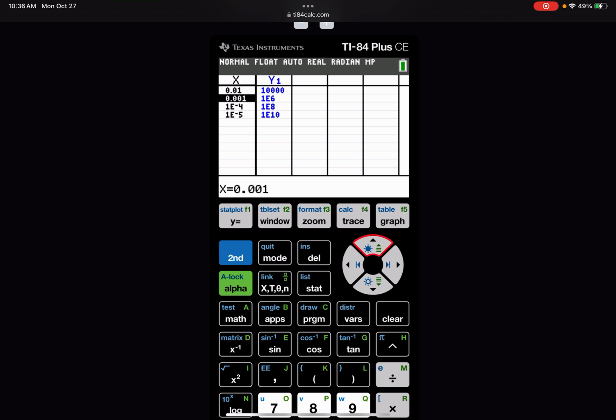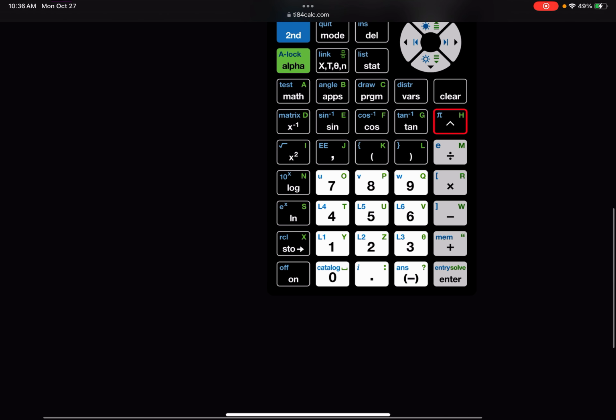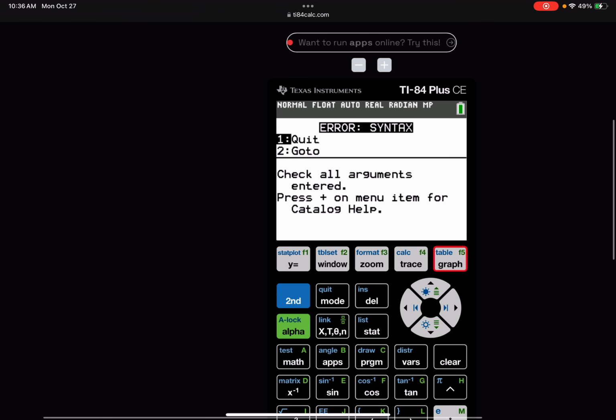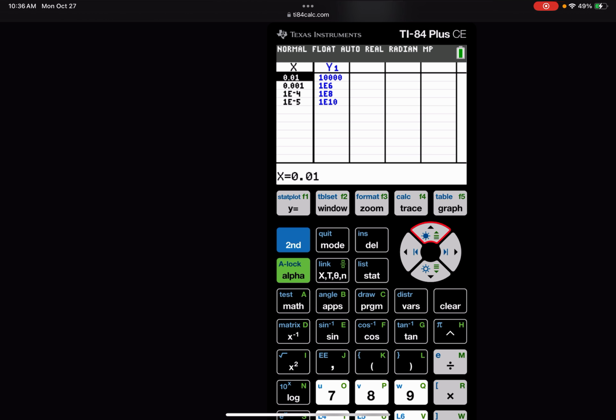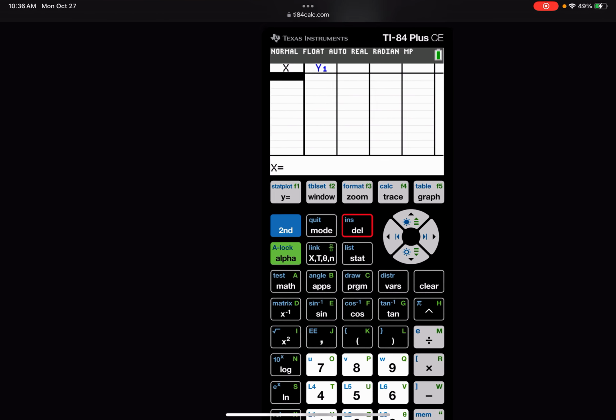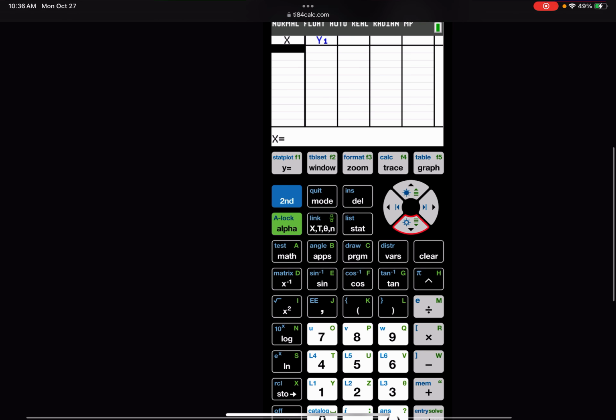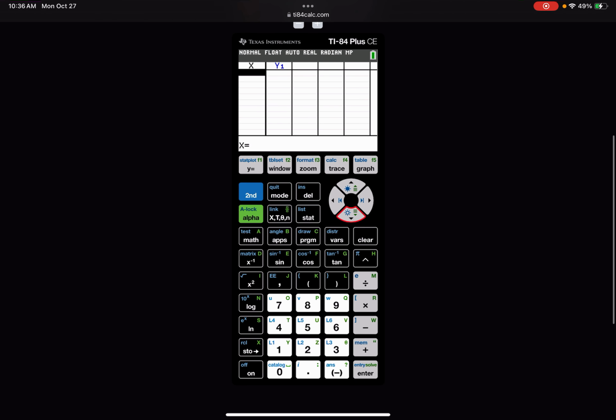Okay, so if I clear these, let me see. Sorry. Second, quit. Okay, second table. So when you first go, it should look like this. Now you can pick any value for x that you want to analyze for y1. So if I put 0, I get error, because we just saw that 0 is not in the domain of 1 over x squared.